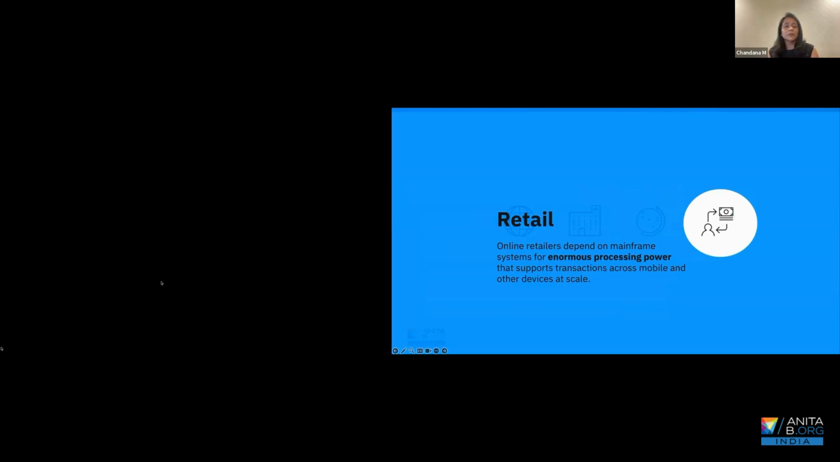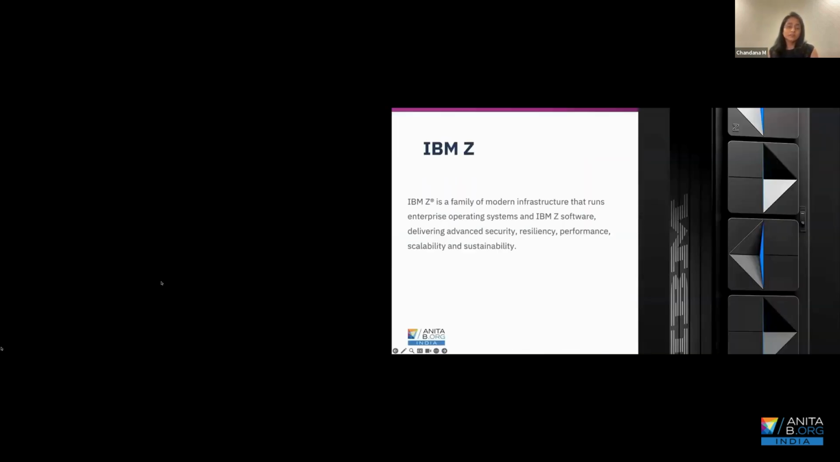Next is retail. Online retailers need a large processing power. Let's say there's a flash sale, or a Black Friday sale, and suddenly there's a huge demand, with thousands of customers wanting to order something and make a payment. In such cases, mainframes are very effective in scaling and making everything possible without any downtime, slowdowns, or crashes. So this is all about who actually uses mainframes and why they use mainframes.